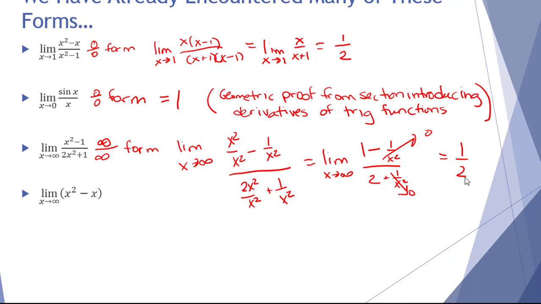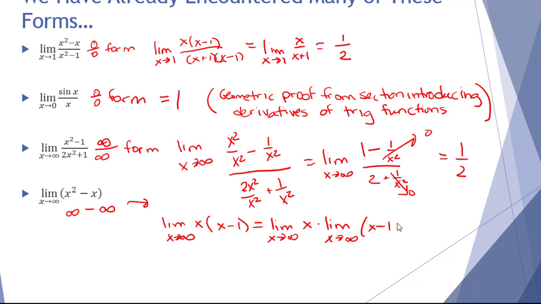For an example like this one, the limit as x approaches infinity of x squared minus x. If you try to directly substitute, you're going to get infinity minus infinity. That's an indeterminate form. So what we did was we took the limit as x approached infinity, we factored out an x, and then we were left with x minus 1. And notice that by properties of limits, you can take the limit as x approaches infinity of x times the limit as x approaches infinity of x minus 1. Well, as x approaches infinity, the limit of x goes to infinity. The second one also goes to infinity, which changes it from an infinity minus infinity form to an infinity times infinity form. That's infinity. That's not indeterminate.